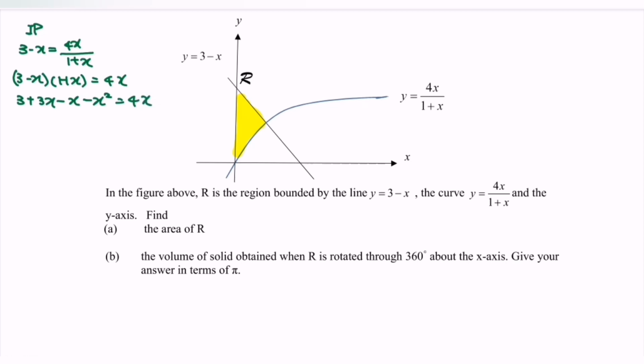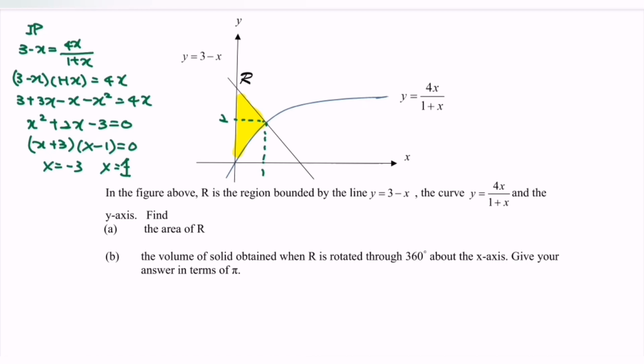Rewrite the equation. So we have x squared plus 2x minus 3 equals 0. So (x plus 3)(x minus 1) equals 0, so x is equal to negative 3 or x is equal to 1. So here will be the 1. When x is equal to 1, y is equal to 2. So that will be the intersection point, (1, 2).